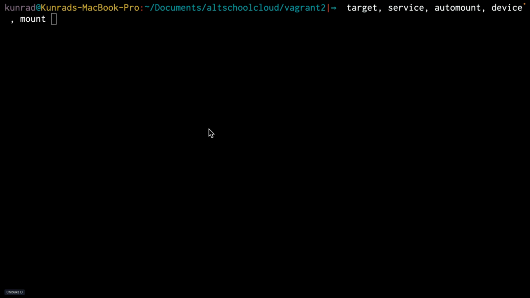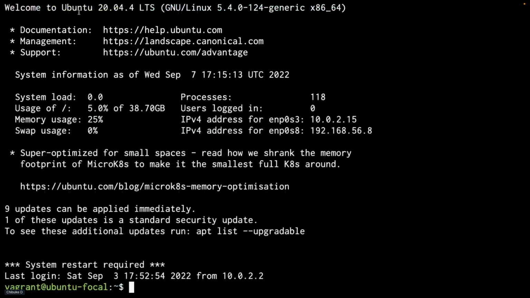Now, there are location files for systemd, and they can be located. Hold on, so on my system, vagrant ssh. I'll be using the master. Please log in.